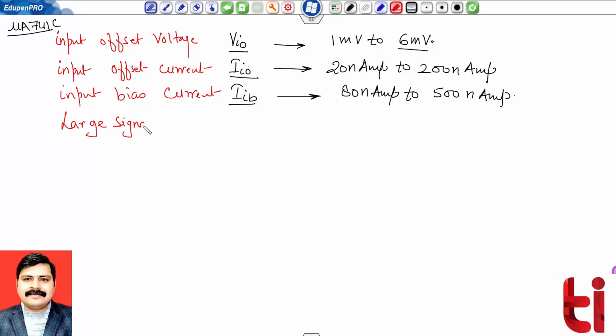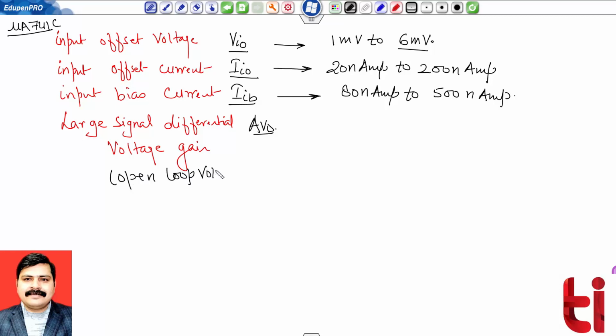My next parameter, which we have just discussed, is large signal differential voltage gain. Its standard notation is AVD. It is also termed as open loop voltage gain, and its typical value is 200 volts per millivolt. That means it is 2 into 10 raised to power 5.